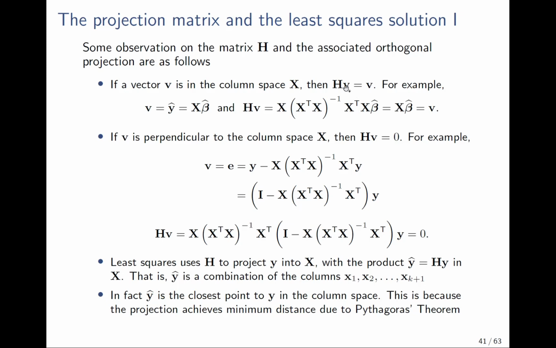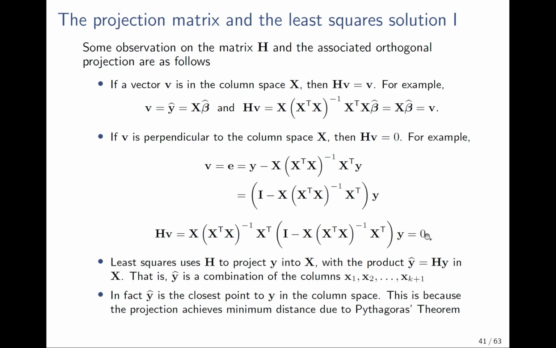So H times v, if v is in the column space, will always return the vector that is in the column space. If v is perpendicular to the column space, on the other hand, then Hv will equal 0. So for example, defining v this time as our error vector, which we can write in this form here, if you just go through the calculations, you'll find that pre-multiplying the error vector by H produces 0 because they're perpendicular.